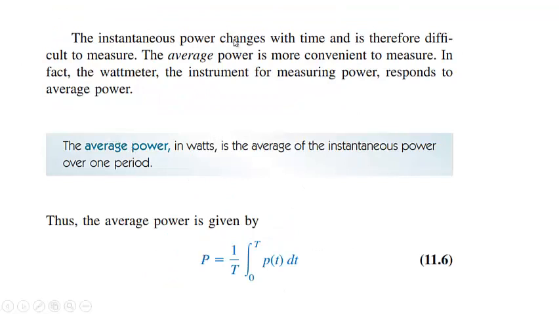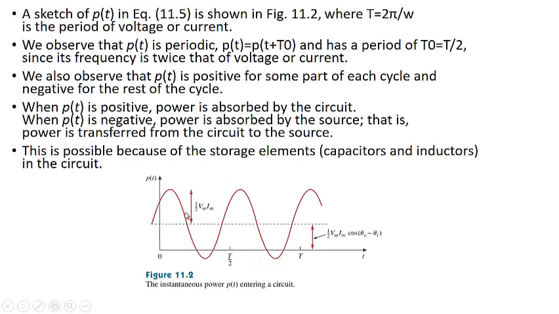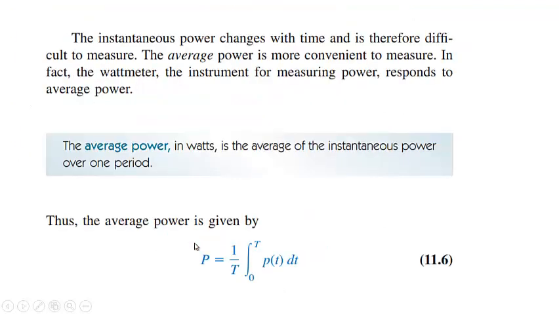Now, the instantaneous power changes with time, as we have seen, and it is therefore difficult to measure. We don't know at which instant this power has to be measured. So we need to define some other terms so that we can measure the power. To avoid this confusion, the average power is more convenient, and it is usually the power which is measured. In fact, wattmeters, the instruments for measuring power, respond to the average power. The wattmeter actually gives the average power.